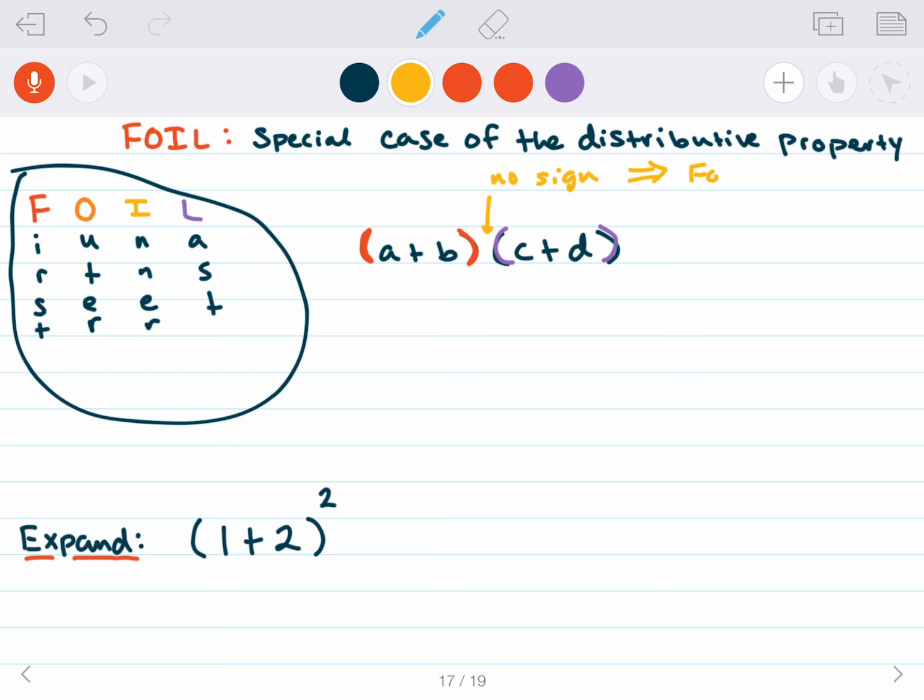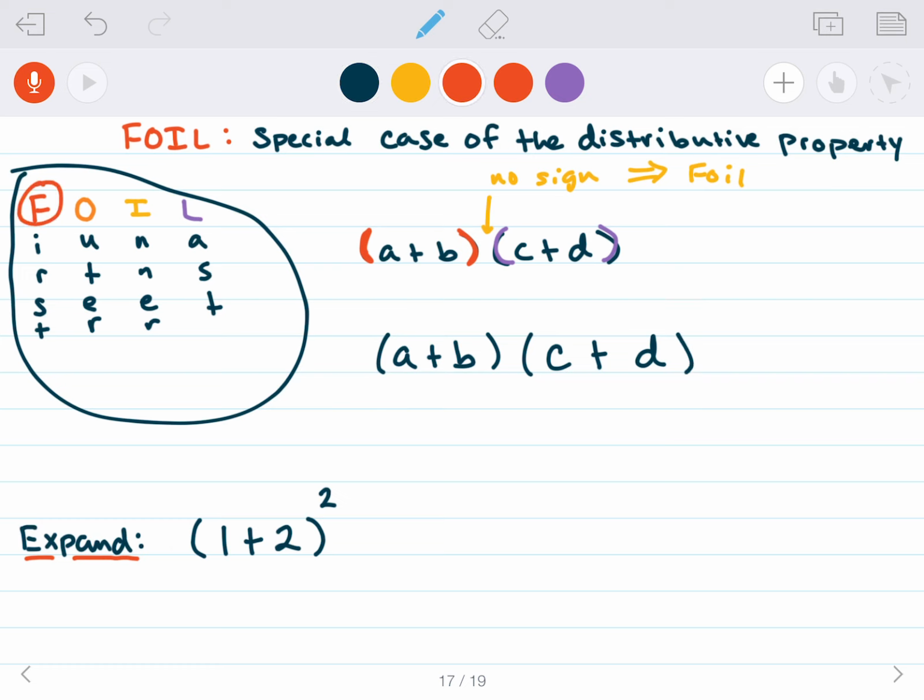When there's no sign in the middle, you FOIL because it's telling you to basically multiply these two things. If there was a plus or a minus sign, you would not FOIL. But if there's no sign, that means multiply. We're going to FOIL. So let me show you how to do it. It's just the distributive property, and it's just distributing to everything you can distribute to, if that makes any sense.